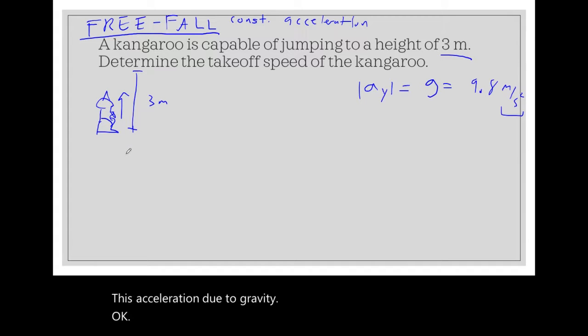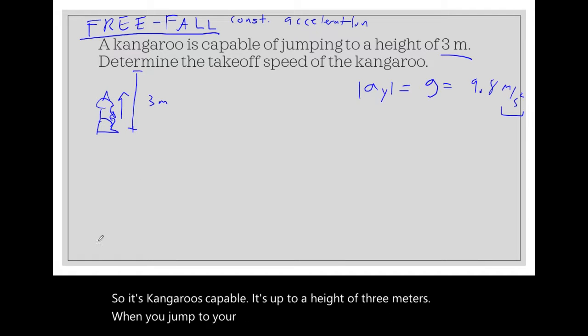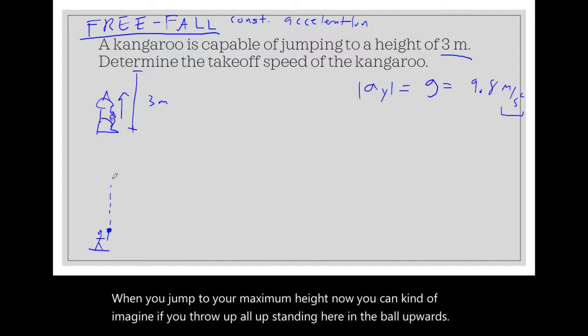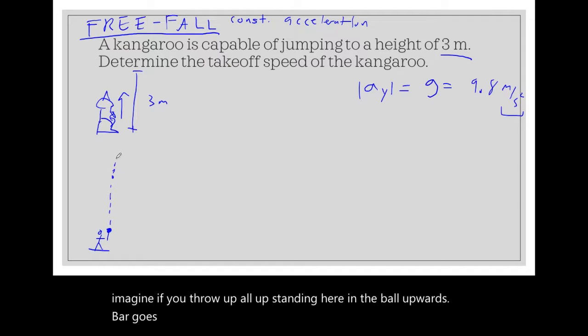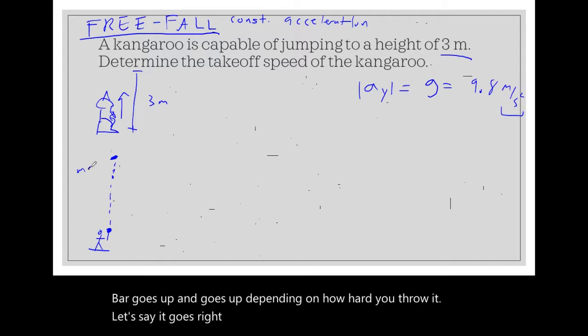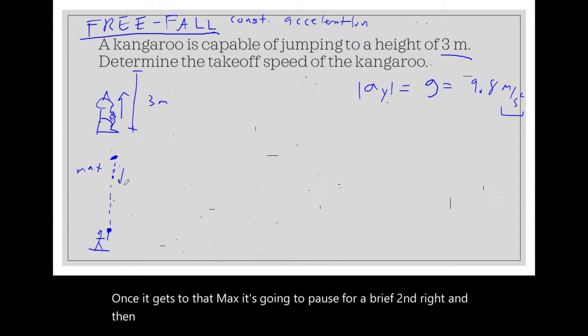Okay, cool. So this kangaroo is capable of jumping to a height of 3 meters. When you jump to your maximum height, you can imagine if you throw a ball up, standing here and throwing a ball upwards. The ball goes up depending on how hard you throw it. Let's say it goes right here. That's at its max. Once it gets to that max, it's going to pause for a brief second, right? And then it's going to start to fall back down.